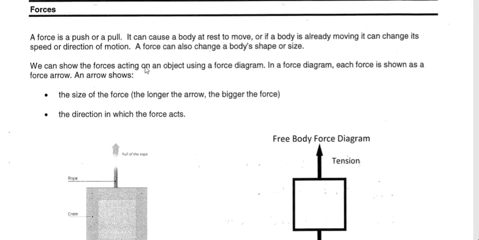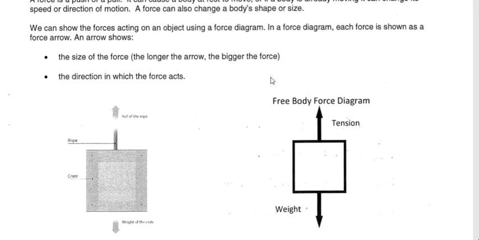We can show the forces acting on an object using a force diagram. In a force diagram, each force is shown as a force arrow. An arrow shows the size of the force, the longer the arrow, the bigger the force, and the direction in which the force acts.